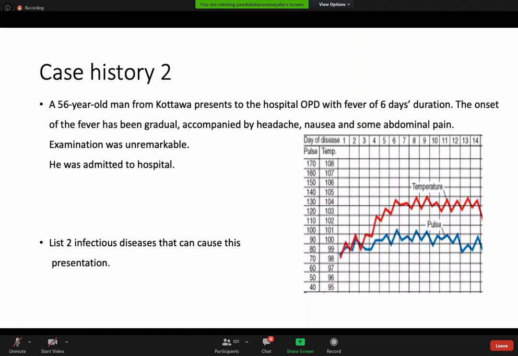So list two infectious diseases that can cause this presentation. So do you want to type it in and tell what might be the cause in a patient who is 56 years old, a male, 6 days fever, gradual onset, gradually progressing, stepladder fashion, and normal examination.